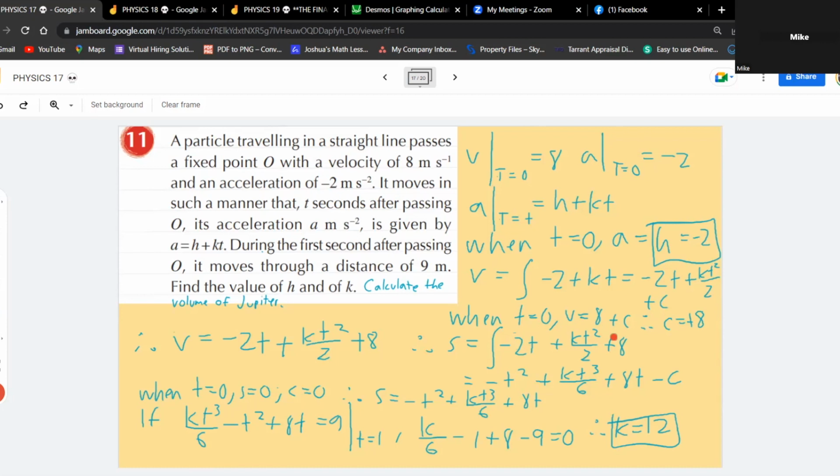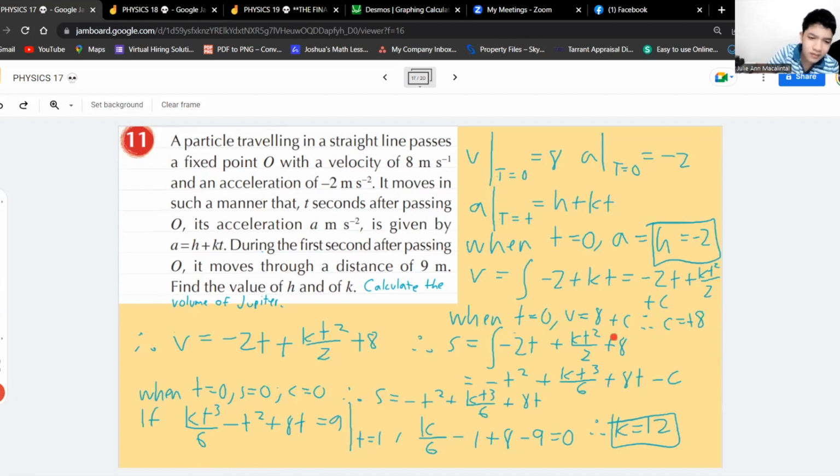So h plus kt, when t is equal to 0, so h is equal to -2. Tapos v is equal to, nalaglag yung dt sa Sabo, integral sign for v. Yes.